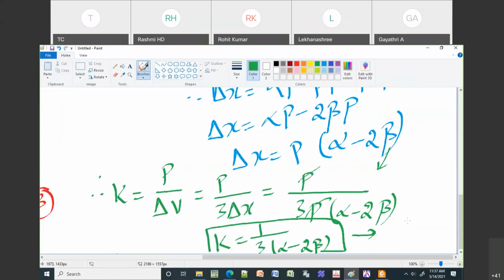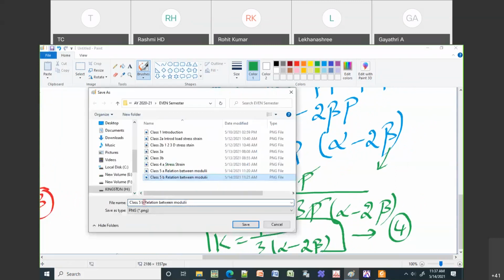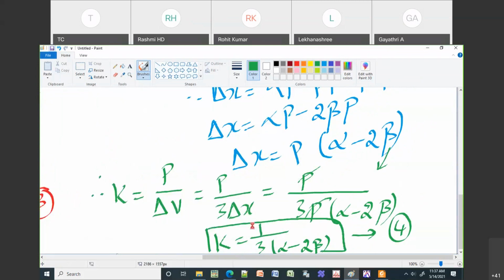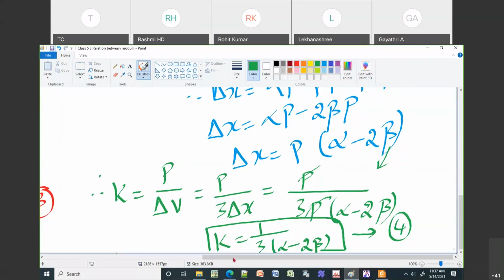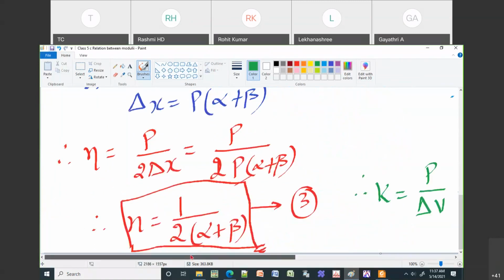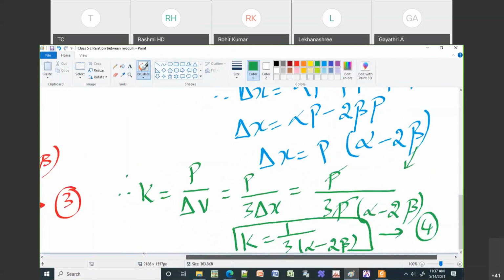Okay, so now what we'll do is we have got 3 moduli in alpha and beta. What are the 3 moduli? The 3 moduli are nothing but your Young's modulus, rigidity modulus, and bulk modulus. All the 3 we have got in terms of alpha and beta. So now I will write only these 3 equations, 2, 3, and 4. Do you have any doubt up to this point?